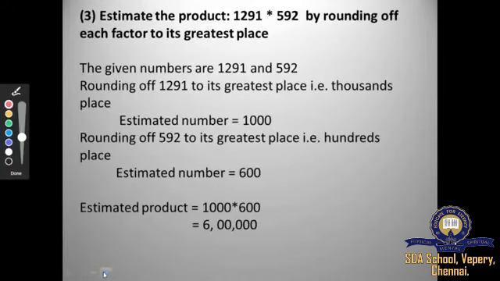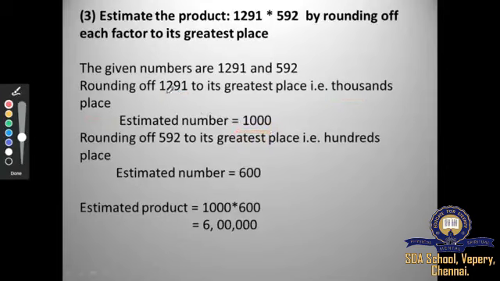Estimate the product 1291 into 592 by rounding off each factor to its greatest place. So the given numbers are 1291 and 592. Rounding off 1291 to its greatest place. What is the greatest place? Ones, tens, hundreds, thousands. So the thousands place. So the estimated number is equal to 1000.